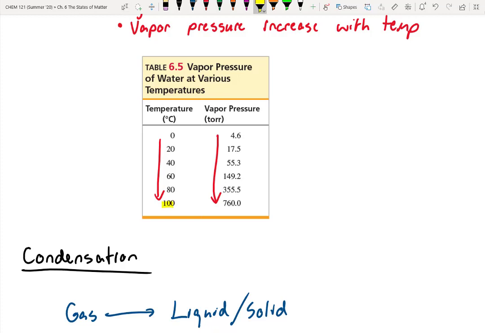And you'll notice down here, if you heat water to 100 degrees Celsius, its vapor pressure is now the same as the atmosphere, at least at sea level. Therefore, this is the boiling point.